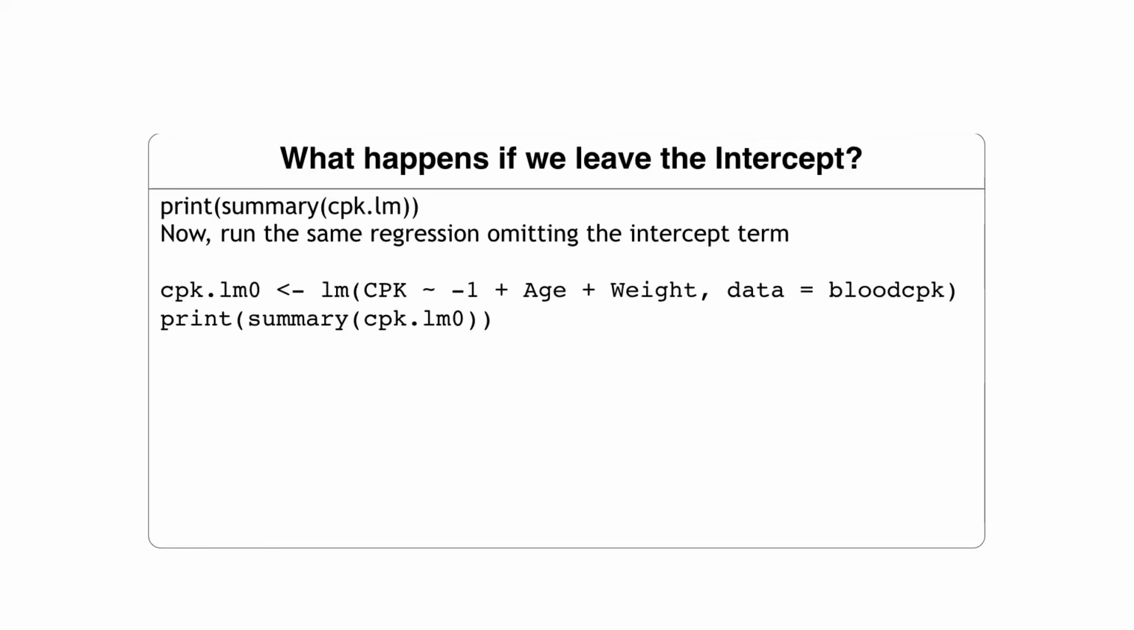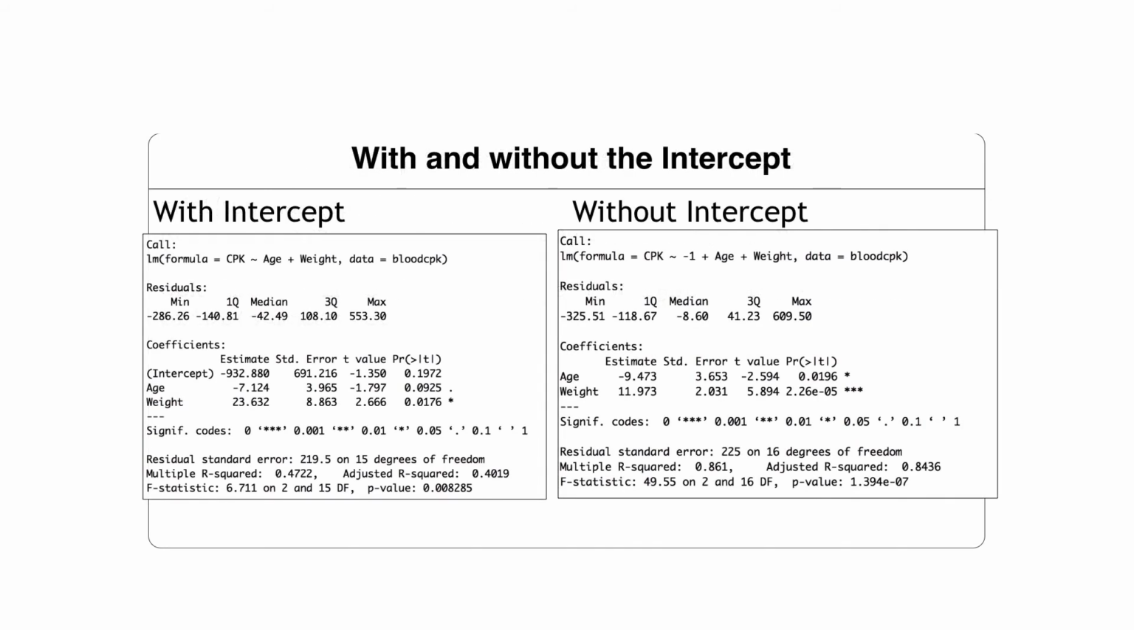So let's take a look at the regression equations, or the regressions that come out with and without the intercept. So with the intercept, you get to see, as before, age has got -7.12, the weight is 23.63, and you can see that the age is not statistically significant, but the weight is, and you can see that the adjusted R-square gives you around 40%.